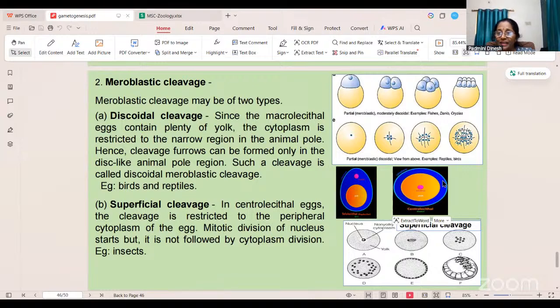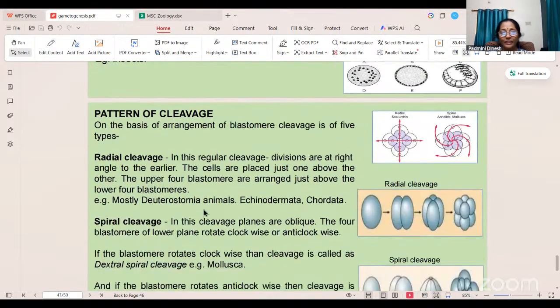Once they move towards the cytoplasm, the cytoplasm also starts to divide along with the nucleus, and the cytoplasm goes and surrounds each nucleus. So that is called a superficial cleavage, which is found only in the insects. So that is one type of cleavage. Why? Because in the centrolecithal egg the yolk is in between, and that is the reason why first the nucleus divides, they move around, and once they move out towards the cytoplasm, it starts to divide. That is the superficial type of cleavage.